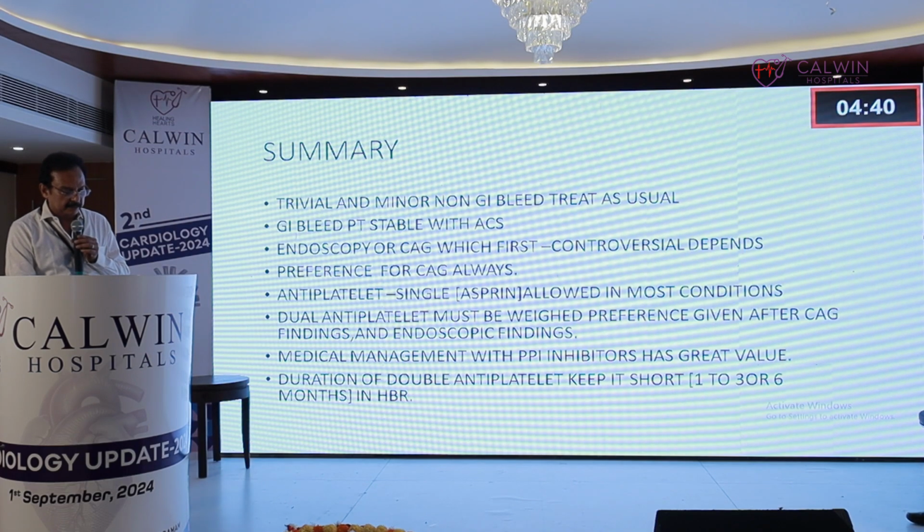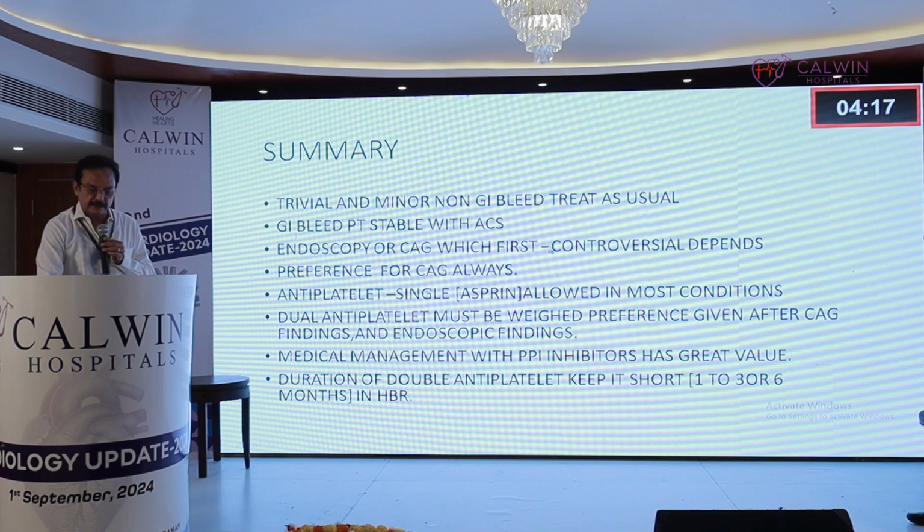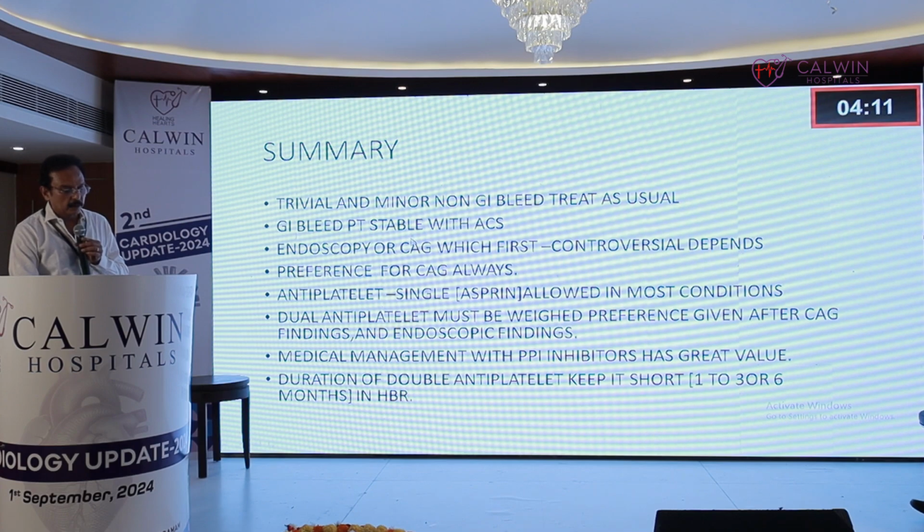to single antiplatelet. So to summarize, the take home message for you is, in trivial and minor non-GI bleed or even GI bleed, you don't stop antiplatelet, treat as usual, continue. And if the GI bleed is still stable and the patient is having acute coronary syndrome, you can always give preference to angiogram. There is still no consensus on that, I think, but angiogram should take precedence. Look at the anatomy and then decide on endoscopy. Preference is always for angiogram, and in most of the conditions, single antiplatelet is allowed.